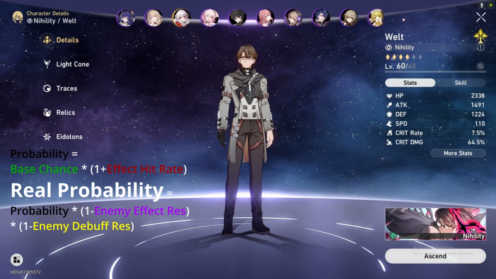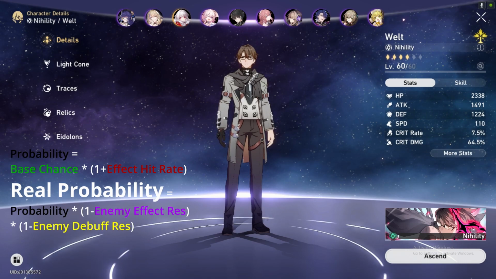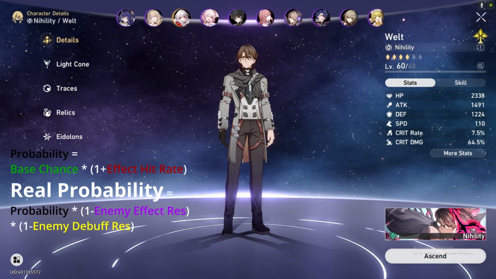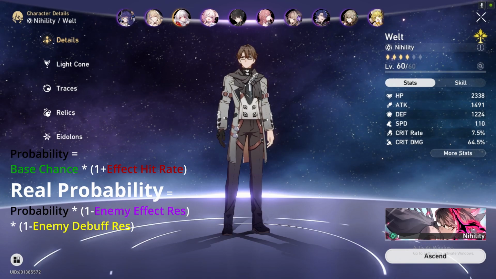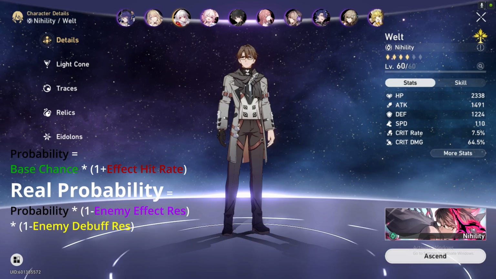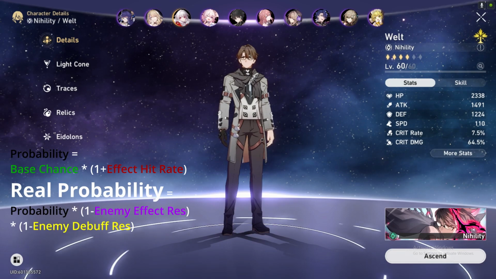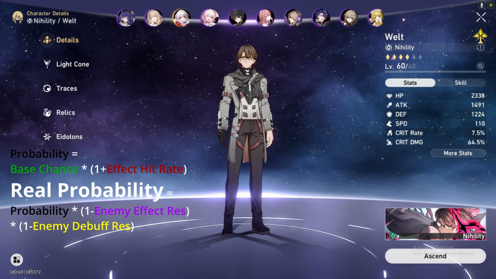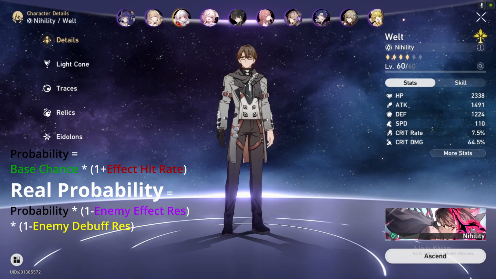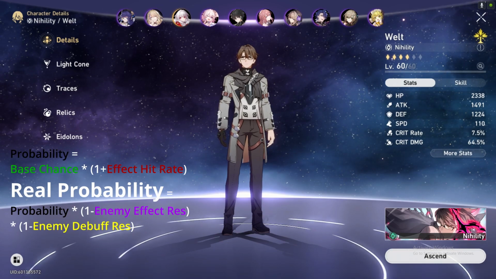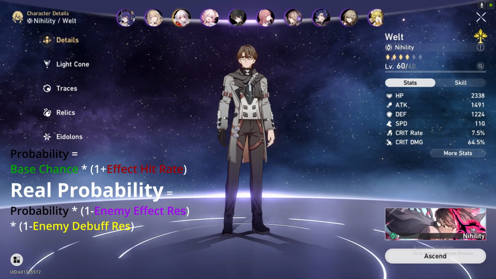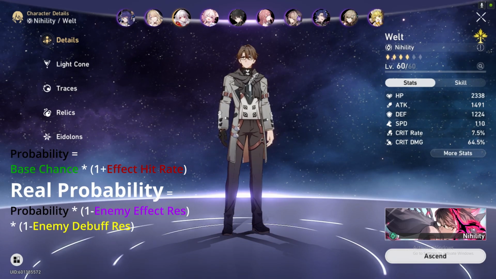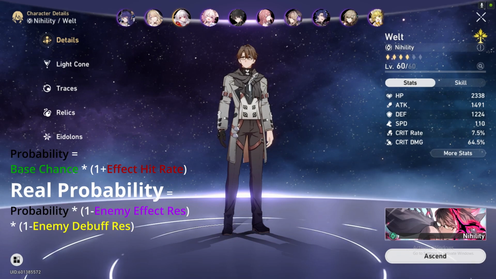This number varies from monster to monster, but usually an enemy that is weak to your element has 0 effect resistance. If the enemy is neutral to your element, it will have 20% effect resistance, and if it is strong against your element, it will have a lot more. Also, bosses tend to have a lot more resistance than normal monsters.